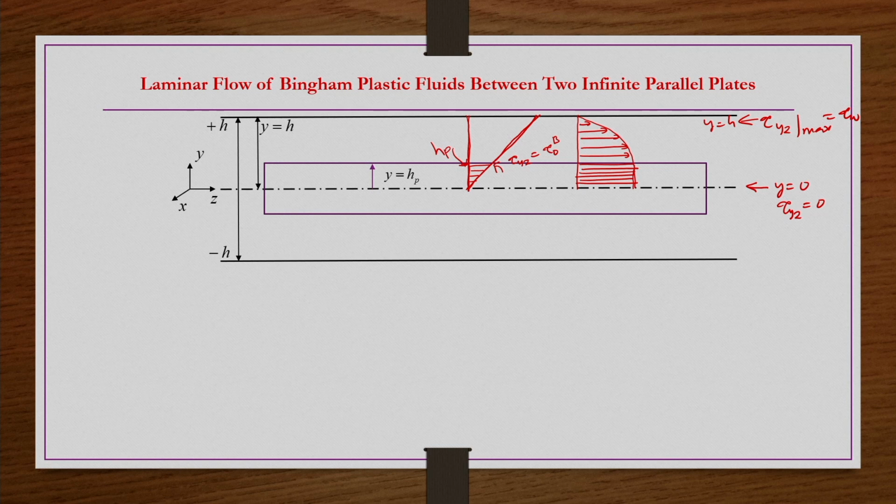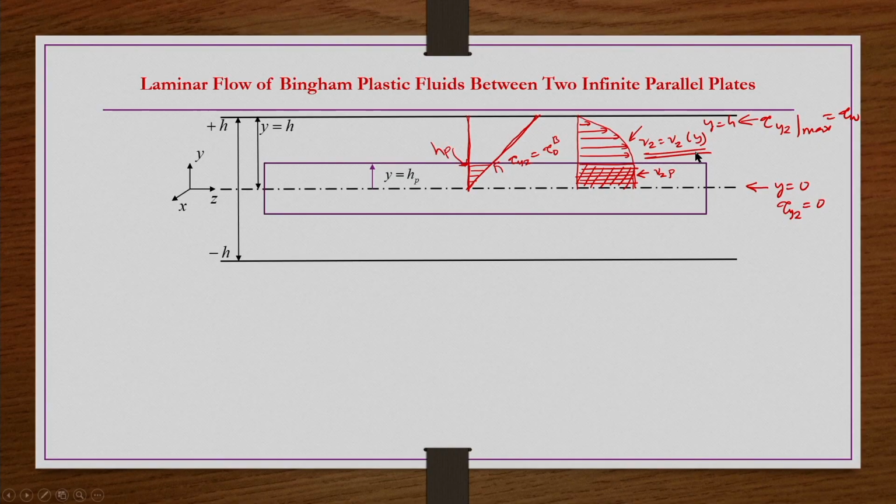So, now we have two velocity profiles: one velocity profile which is a function of y, and another, the constant velocity VZP, which is not a function of y, constant between y equals 0 and y equals Hp. But from y equals Hp to y equals h, deformation is taking place. Within that deformation region, velocity is a function of y. That is what we are going to see now.